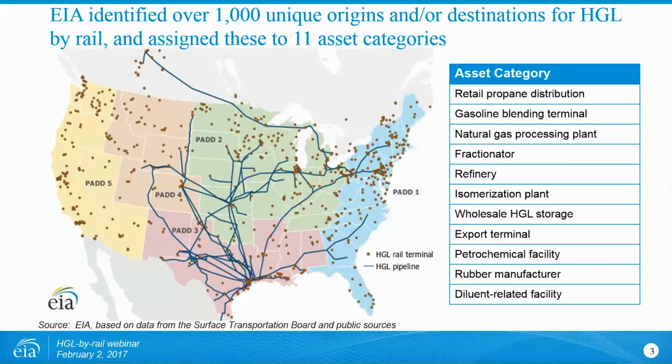So what you see here are over 1,000 unique stations or origin or destination points for HGL by rail. And for each one of those points, we have assigned a category from the right-hand side. So one of these asset classes applies to each one of those products for both an origin and a destination, allowing us to determine with a high degree of certainty what kind of product is in fact being moved from that station or to that station.